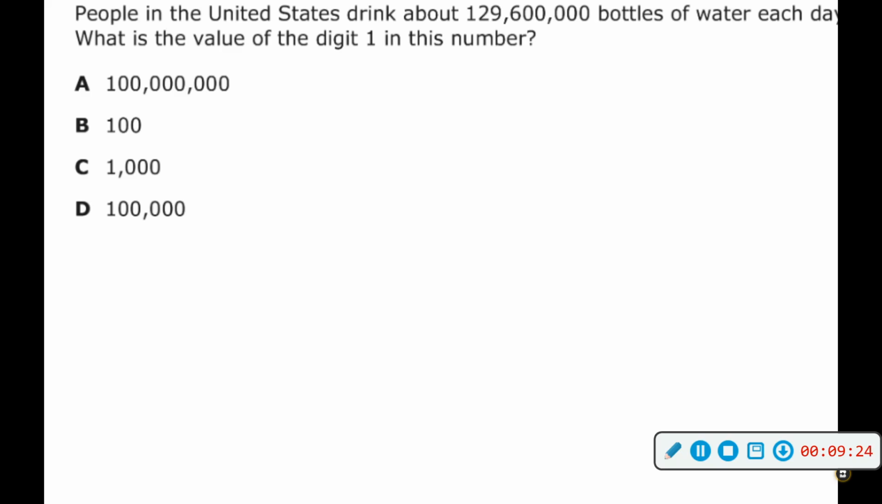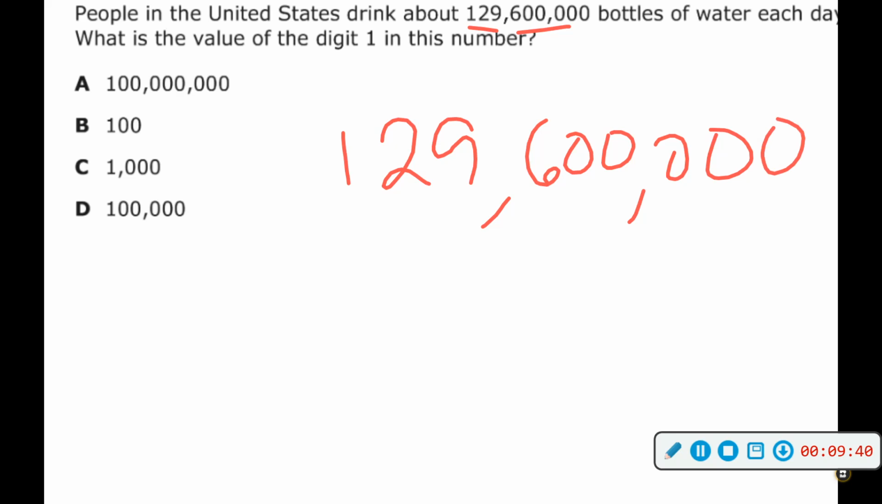People in the United States drink about 129,600,000 bottles of water each day. What is the value of the digit 1 in this number? So I have 129 in the millions place. This millions is not just in that period, but I have to look and see what part of the period it's in. This is the millions, 10 millions, 100 millions.